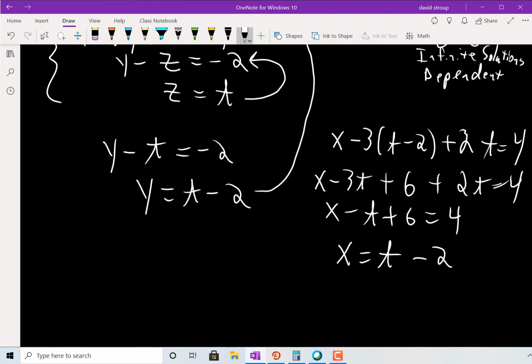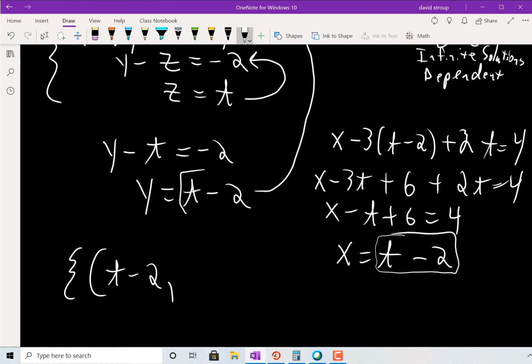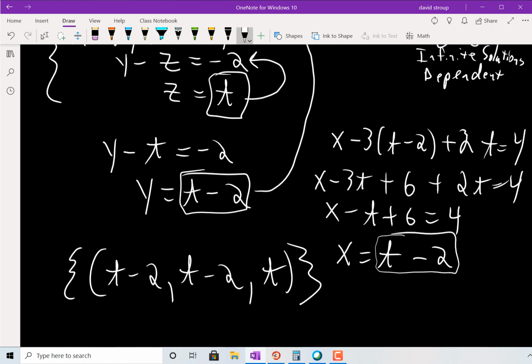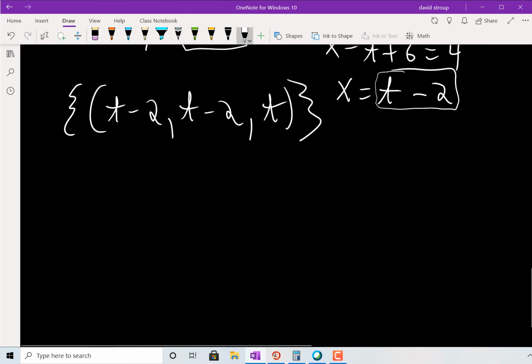Okay. So at the end of the day, your solution, to write it up, what we're going to do is put it in terms of this free variable. So we have t minus 2, and then the y part is t minus 2 again, and then the z part is just t. Or if you'd rather, z minus 2, and z. Okay, that's it.